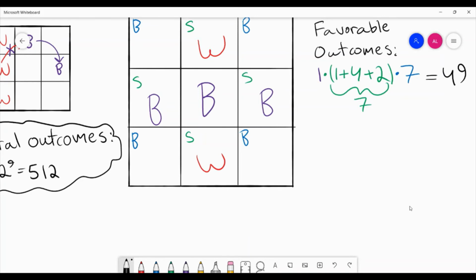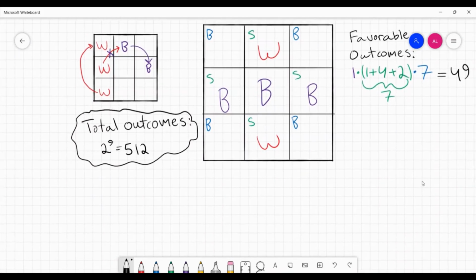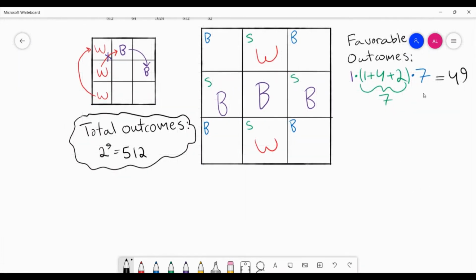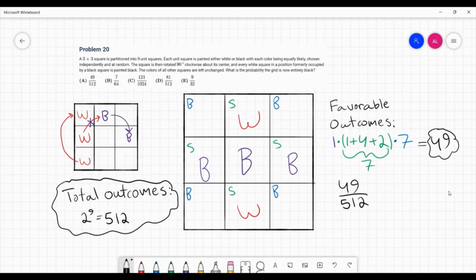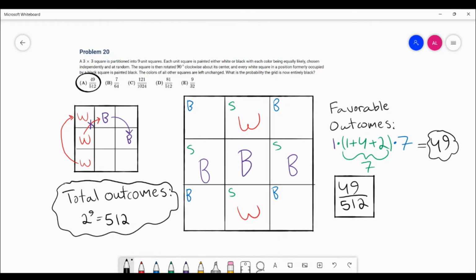And so, in fact, there are 49 total ways we can color this board right here so that after the rotation, all of the squares will be black. So 49 favorable outcomes, and the total outcomes is 512. The answer is 49/512, the probability that the square will be entirely black after the rotation.